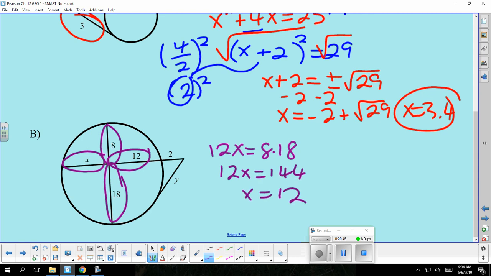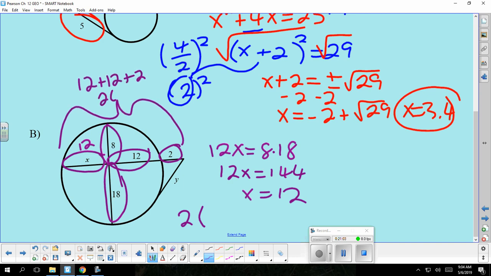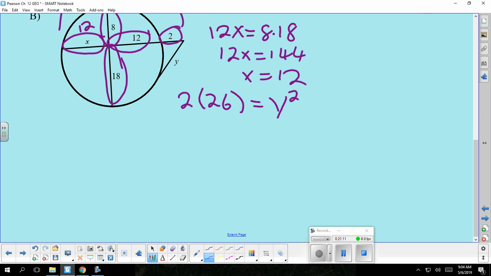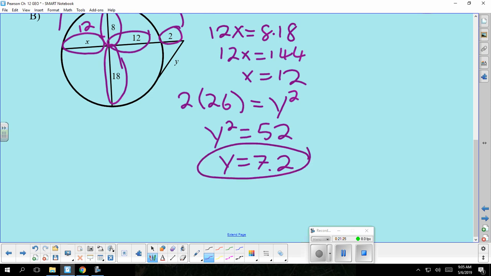So that's 12 here. So now the length of the external 2 times the length of the whole thing, which is 12 plus 12 plus 2 is 26, equals y squared. So 2 times 26 is 52. So y squared equals 52. And then I'm going to take the square root of that. And we get y equals 7.2. And I can ignore the negative solution since you can't have a negative length.